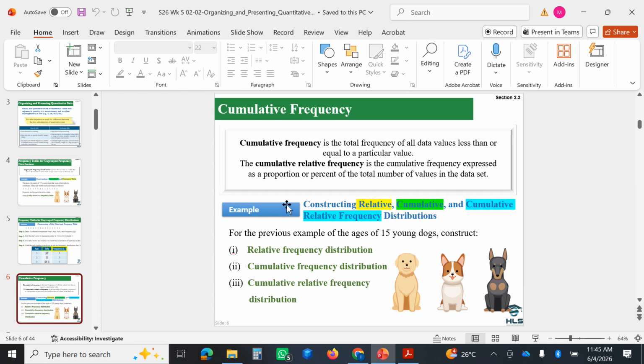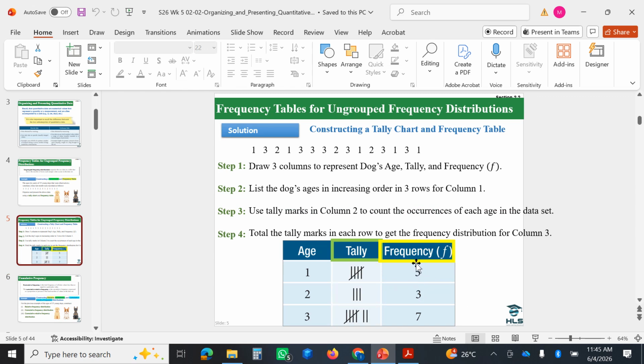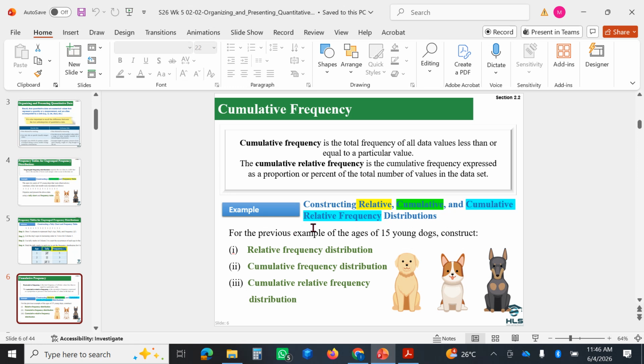Cumulative frequency. You know what I mean? We're still dealing with frequency here, right? You remember what frequency was, right? There were 5 out of the total that were 1-year-old, and 3 out of the total were 2-year-old, and 7 out of the total were 3-year-olds, right? That's your frequency. Well, cumulative frequency is the total frequency of all data values less than or equal to a particular value. Like that made any sense. I'll show you.